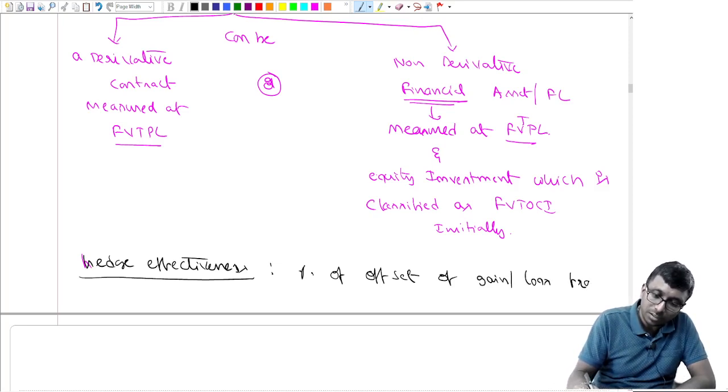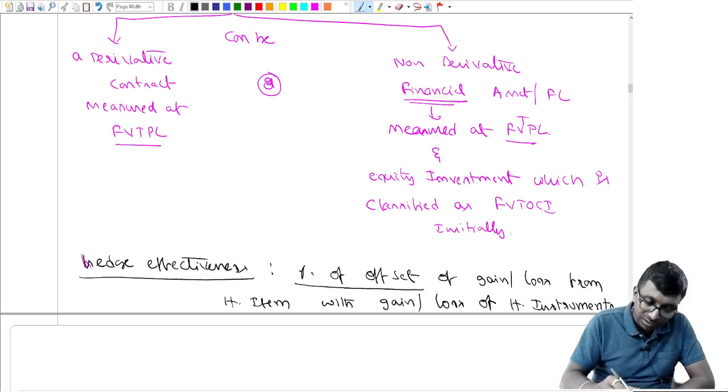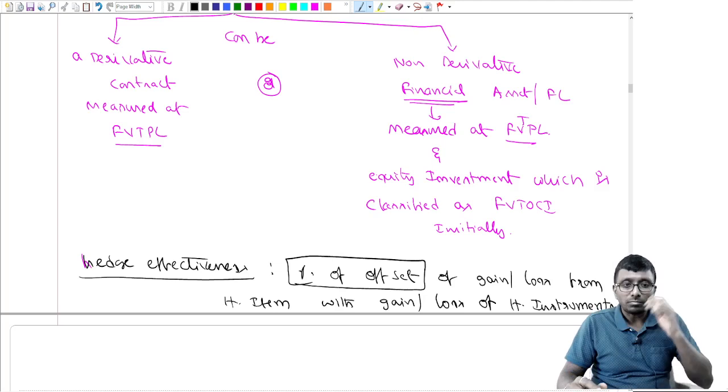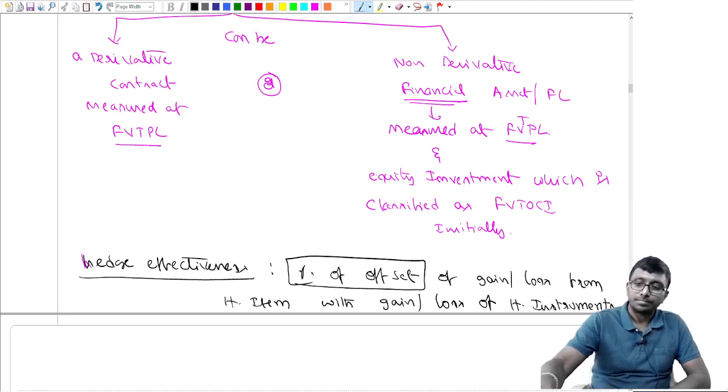Gain or loss from where? From the hedged item. Gain or loss of what? With the hedging instrument, that's all. It is simple. This is the percentage of offset, nothing else to think too much and break your head for. Done? Right. So this is one basic definition.